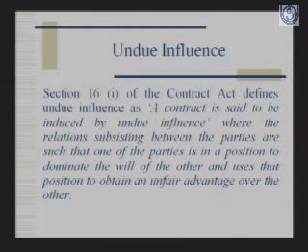The second flaw is undue influence. Section 16 lays down the circumstances when undue influence is supposed to be exercised. There are two words, undue influence, an influence which is undue under law. It is undue when the relation between the two parties is such that one party is in a position to dominate the will of the other party.